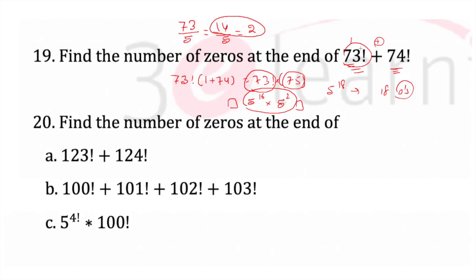How does this come? First take the 73 factorial common and work on the bracket part. In the bracket part, if you are getting any 5, include that in the product, else the number of zeros depends upon the factorial part.